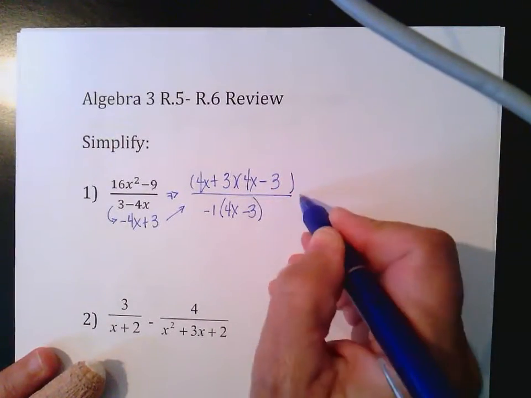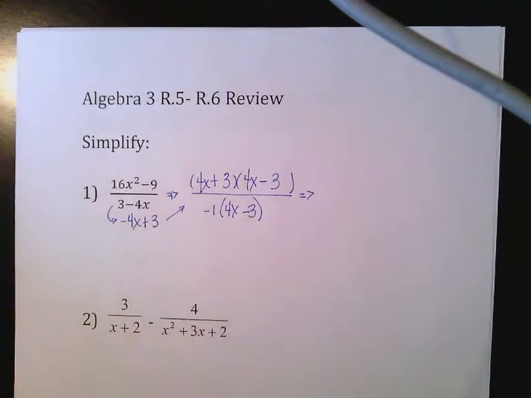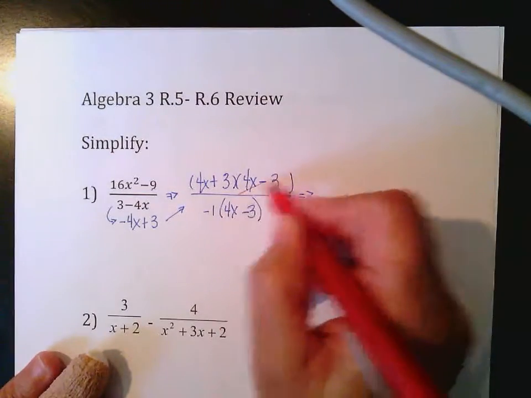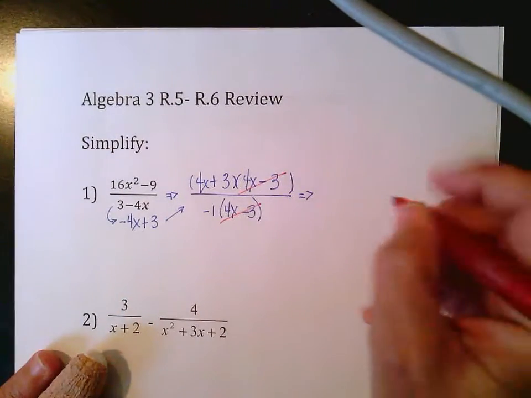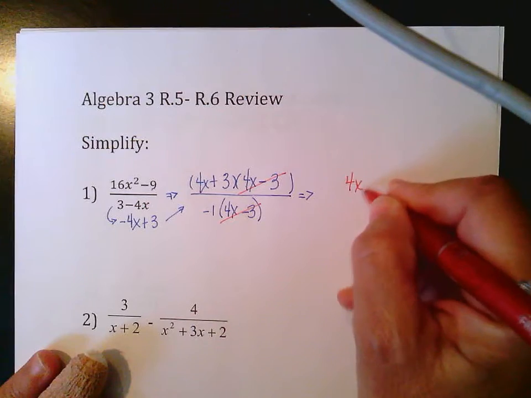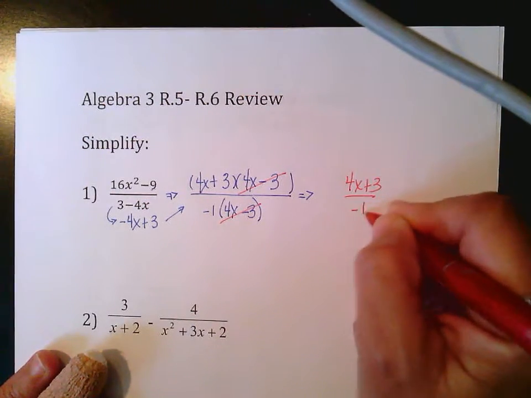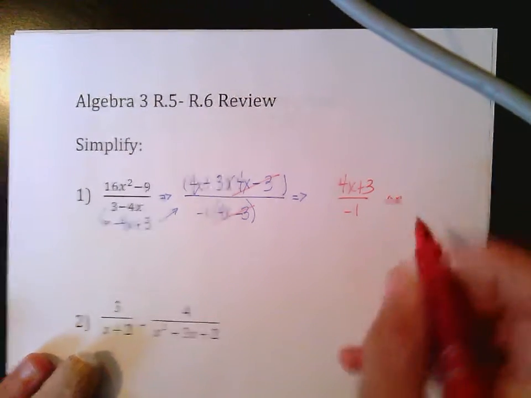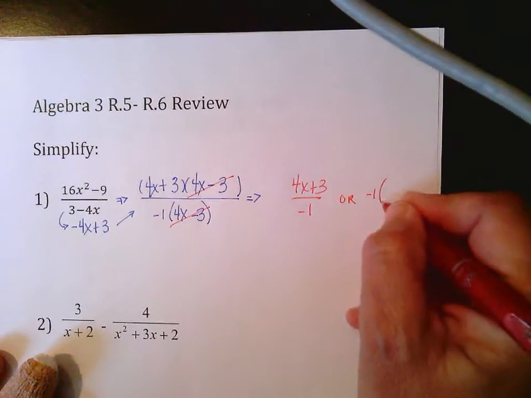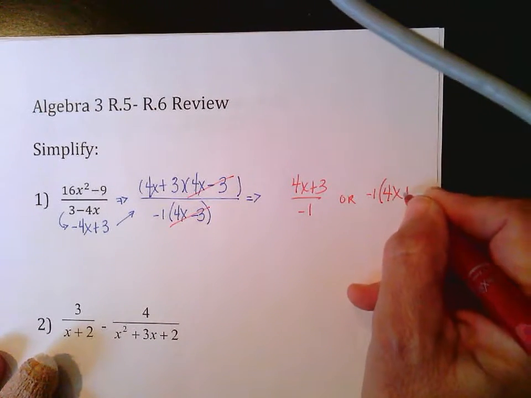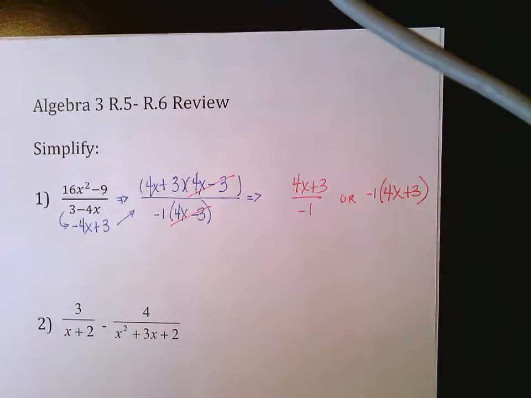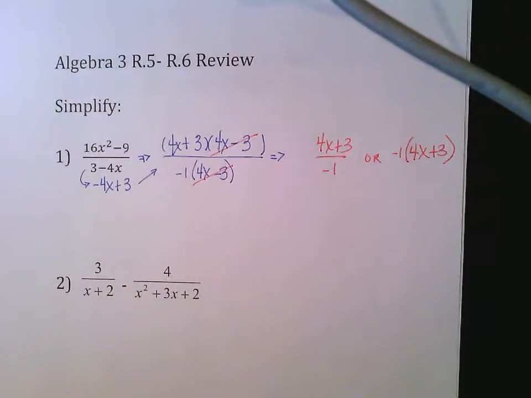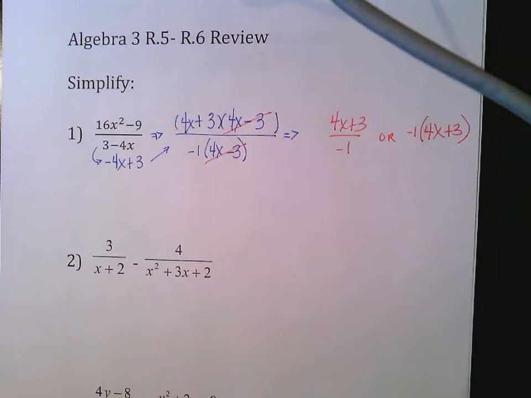And by factoring out that negative 1, we're able to simplify the 4x minus 3's, and then I have 4x plus 3 over negative 1, or we can pull that negative out in front and say negative 1 times 4x plus 3. I would take either one of those. You might want to talk to your teacher in that situation as to what form, but both are technically correct.